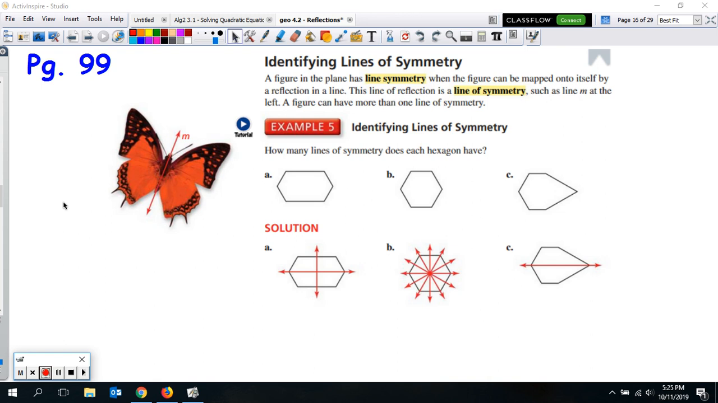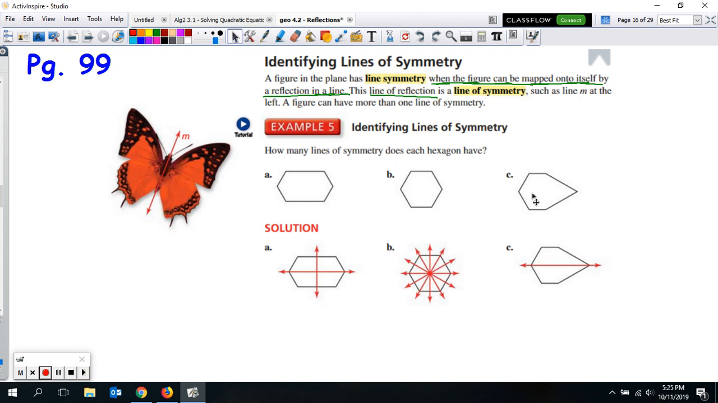Okay, so back to page 99 on the vocabulary. There are 2 more vocabulary words that you want to write down, and that is line of symmetry and line symmetry. And I was just saying a second ago that the line of symmetry is kind of like the line of reflection. It is that, so it's what it says here. But basically, first of all, line symmetry. A figure in the plane has line symmetry when the figure can be mapped onto itself. That is line symmetry, so you want to write that down. And then line symmetry would be when the figure can be mapped onto itself by a line of reflection. And then the line of symmetry is that line of reflection.